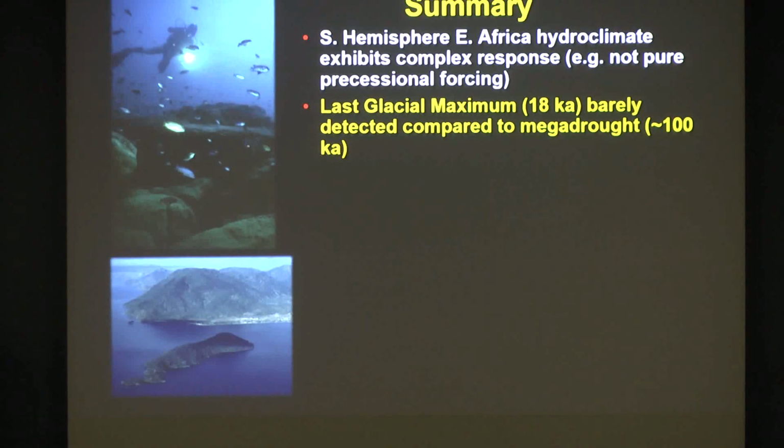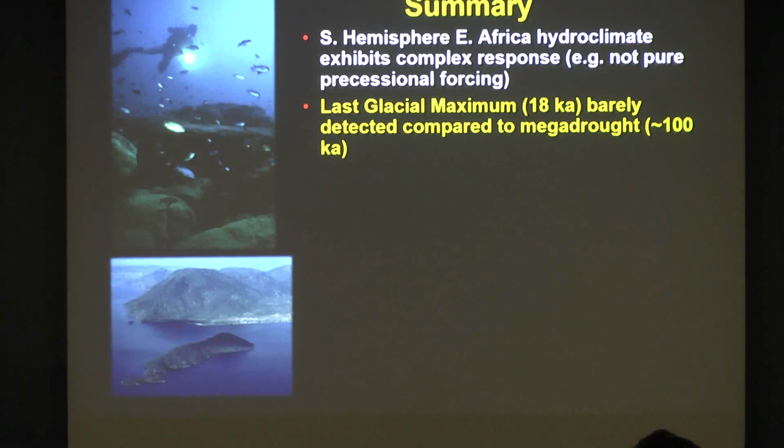Another major surprise in this project was the LGM was barely detected in Lake Malawi. The hydroclimate response was trivial compared to these earlier events. And this also stands in strong contrast to what we observe in the northern hemisphere tropics. Right? If we go to Ethiopia and to Kenya, there's a well-documented record that there was severe drought underway at the last glacial. And so at least in Lake Malawi, this was really a trivial event compared to what we've described as this mega drought interval.